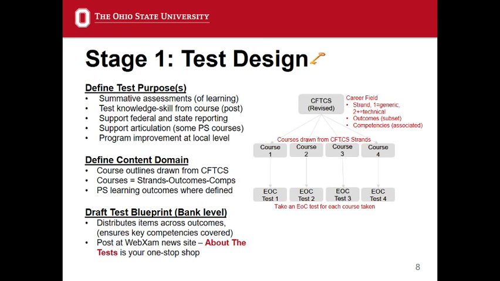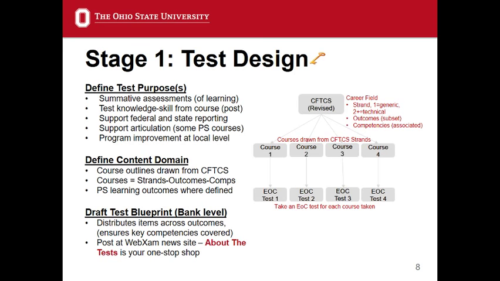Content domain: by now I'm sure that folks know that the course outline is drawn from the career field technical content standards. A course consists of a subset of strands, outcomes, and competencies. There are post-secondary learning outcomes where defined. We draft a test blueprint for the item bank. This distributes items across the outcomes and ensures that key competencies are covered.